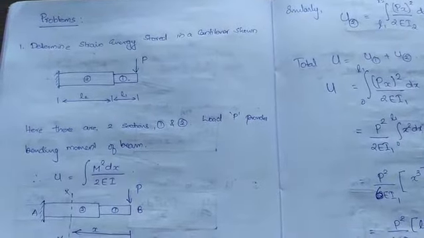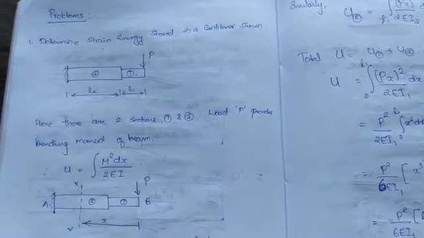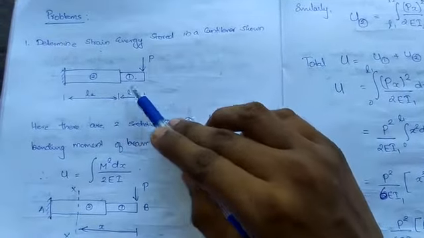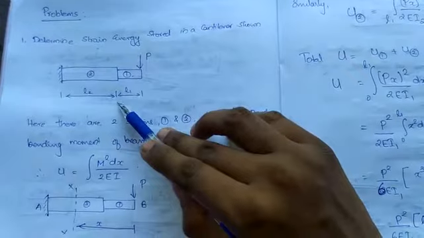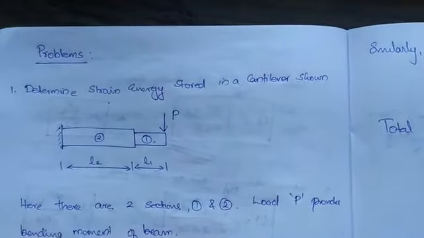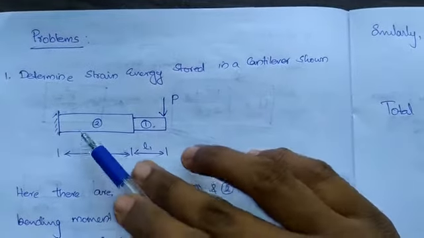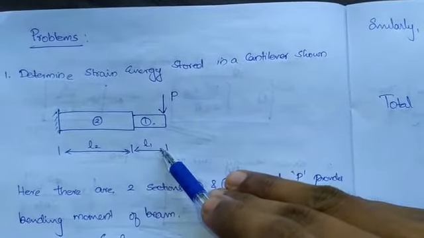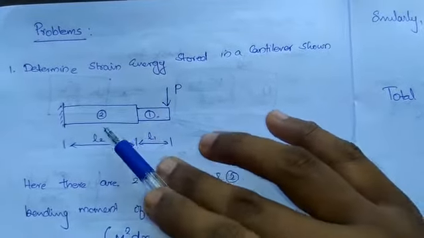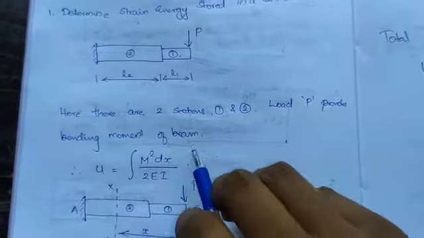Determine the strain energy stored in a cantilever shown. There is a cantilever and this is having a force P at its end. This distance is L1 and this is L2. So from this diagram it is clear and evident that a bending moment occurs due to this load. Since this is a cantilever, there will be a bending moment, and this bending moment has separate effects on 1 as well as 2. So two sections 1 and 2, load P provides bending moment of the beam.